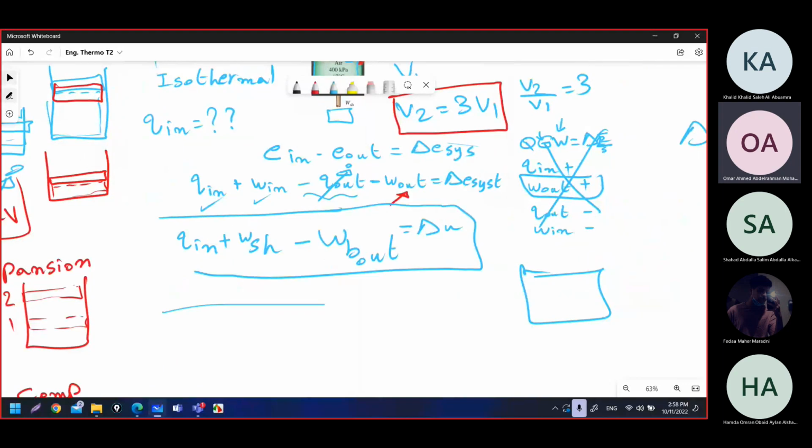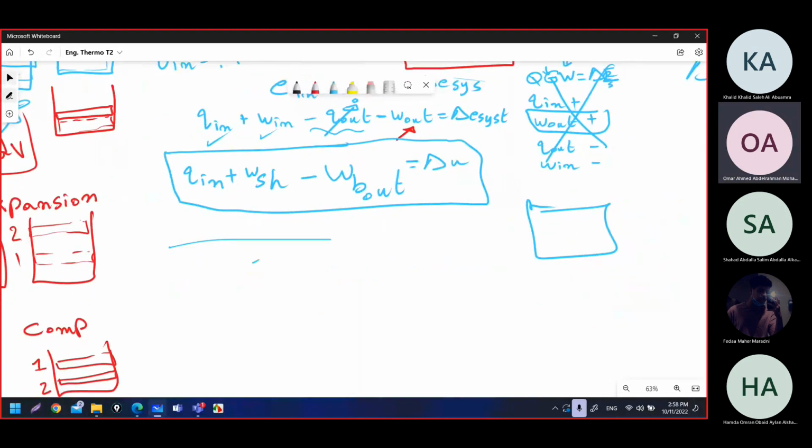And with every question, you will do the same thing. You want to see what you have, and what the boundary work is: is it out, an expansion process, or is it in, a compression process. I have Q out, I have W in, the system is stationary, so then I will put delta U. So that is the usual way. So I will arrange the equation in order to calculate Q in. So Q in is equal to delta U plus W boundary work out, minus W shaft.